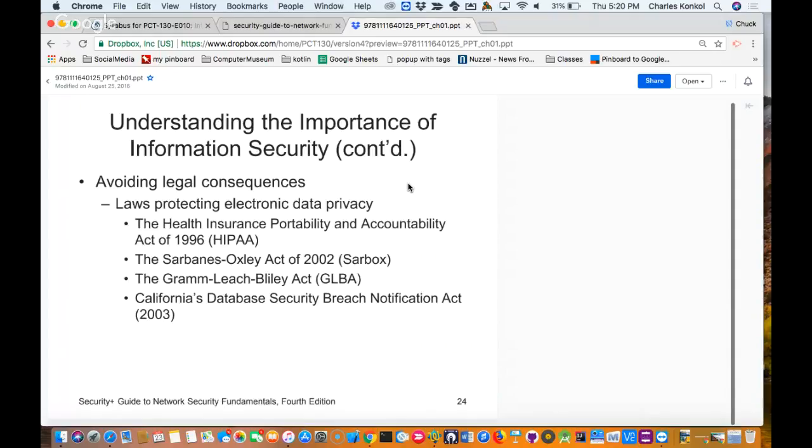Gramm-Leach-Bliley Act, same thing as Sarbanes-Oxley, but it's kind of not as stringent. And then California's Database Security Breach Notification Act. Basically this stemmed from a security breach at a large company back in 2002, and it helps companies be educated and notify members of the company when a data breach occurs within X amount of days.